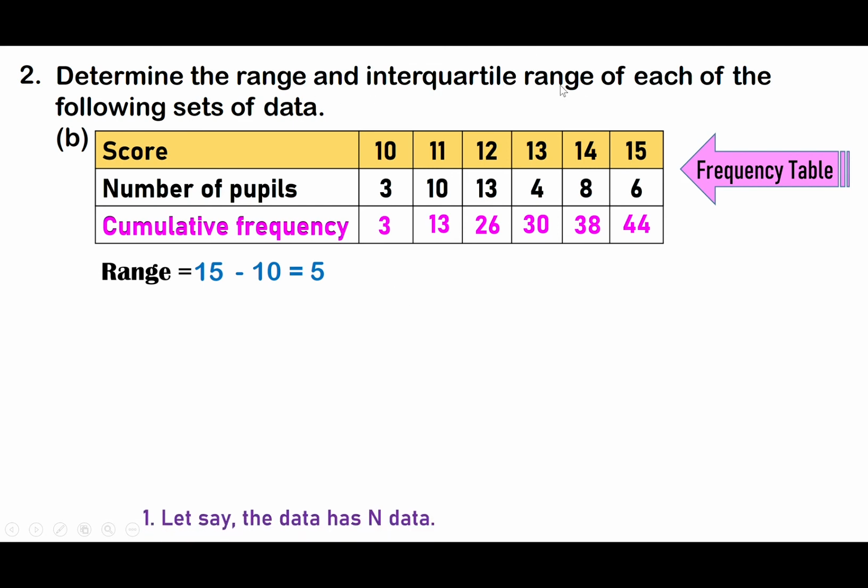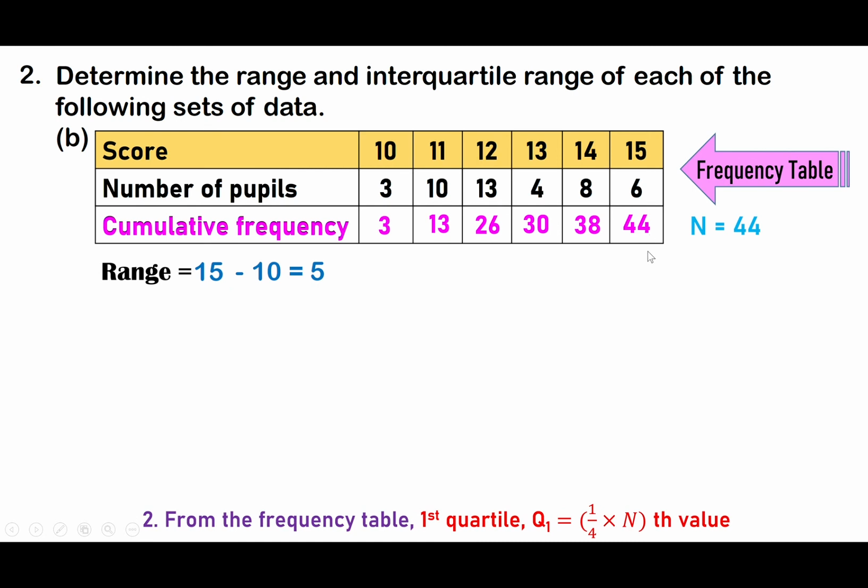So now I want to find the interquartile range. 我要找 interquartile range. 首先我一定要知道我的人数是多少，我的 n 是多少。So I need to know the n is 44. So first quartile is 1 over 4 times n. n is 44. So it's 11th value. So 3 is here. So start 4, 5, 6, 7, 8, 9, 10, 11 is here. So what is the value for the score? It's 11.